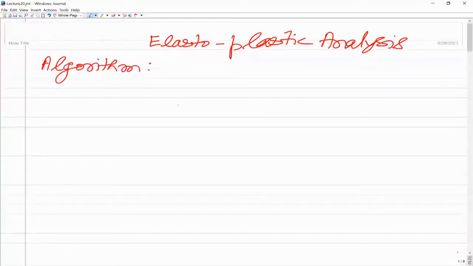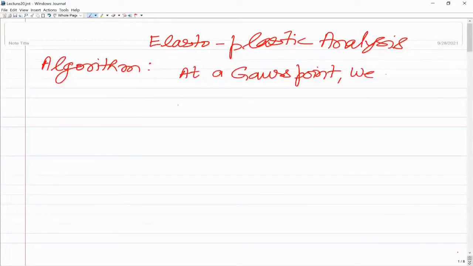So first, you already know that from Kt into delta d is equal to F, you get delta d, and then you can get the element level incremental displacement vector, and from there you can calculate the incremental strain at a Gauss point in an element. So that I am taking as given information. Now this you have to do at every Gauss point of each element. So at a Gauss point, B naught or B are given. So I have already told you how to get that.